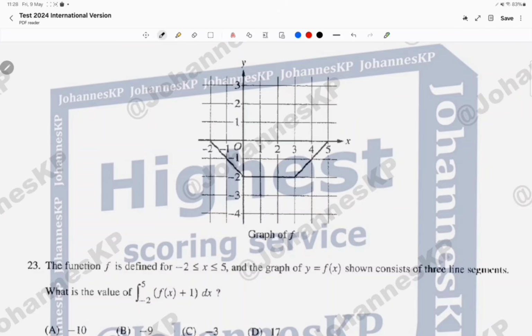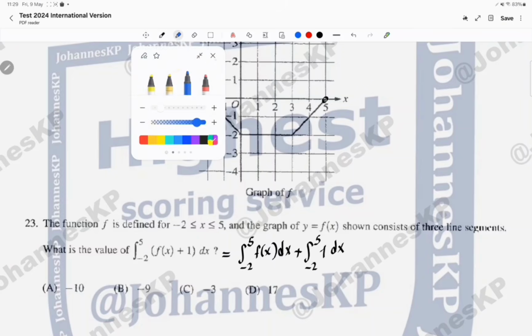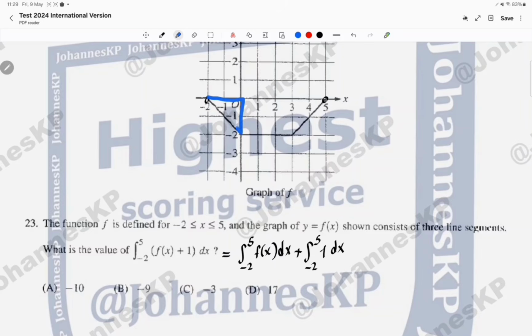Okay, so they want us to integrate this, right? So that means you do from negative 2 to 5. Let's just separate them: the integral of f(x) dx plus the integral from negative 2 to 5 of 1 dx. From negative 2 to 5, what is my area, essentially? It's a triangle, a rectangle, and one more triangle, correct?